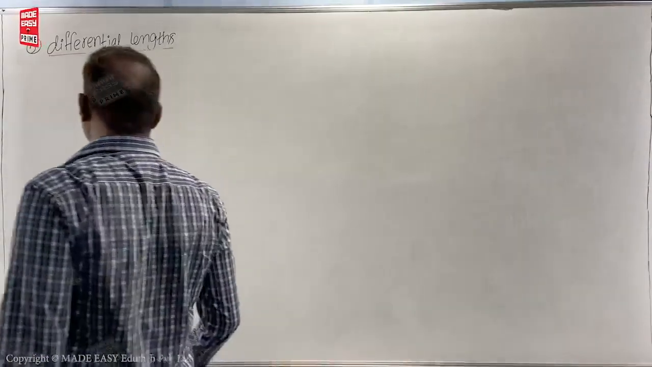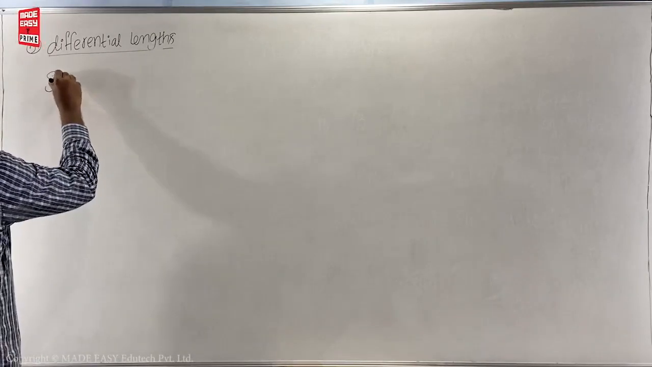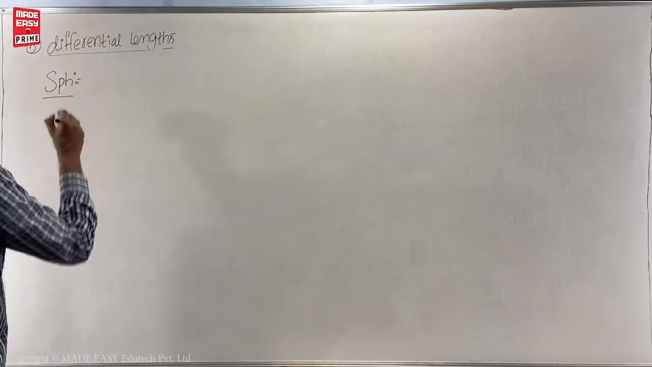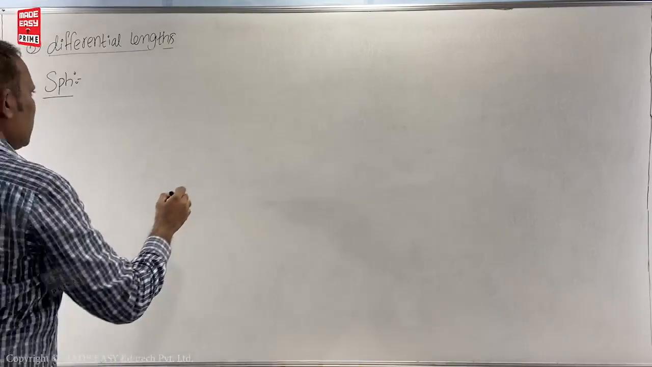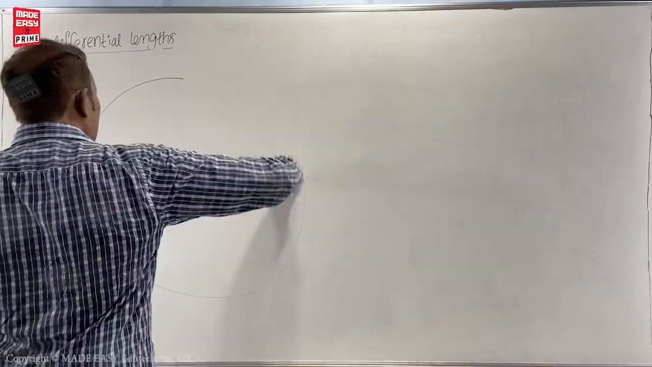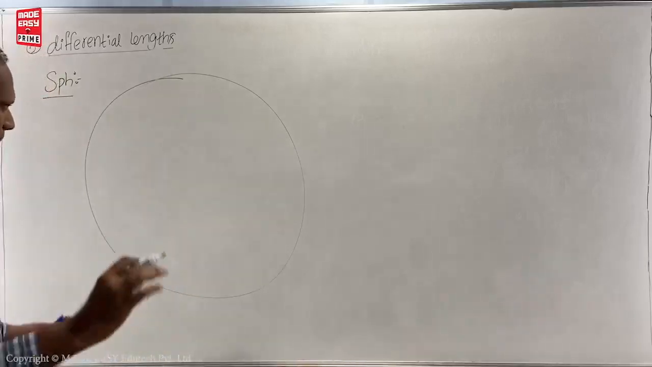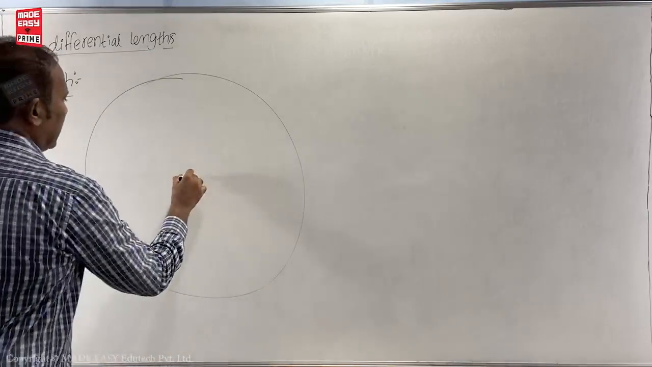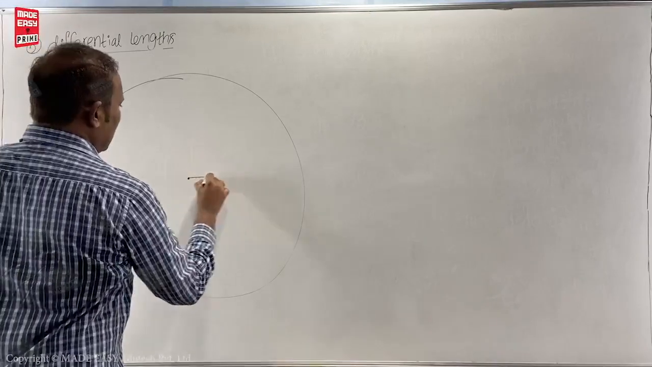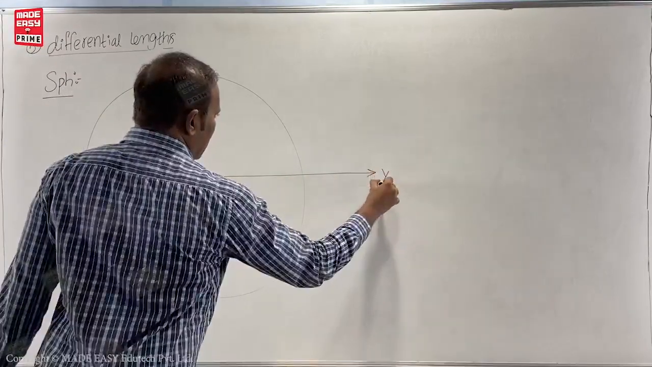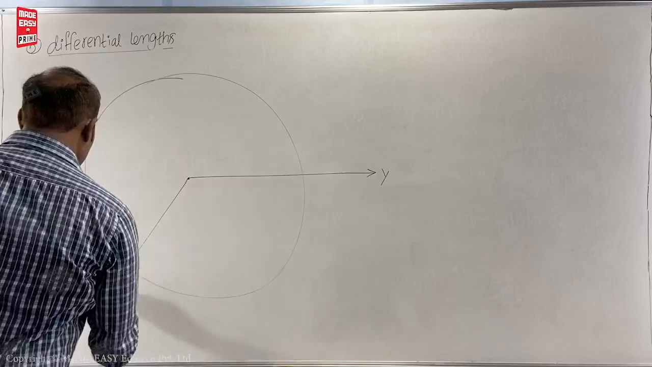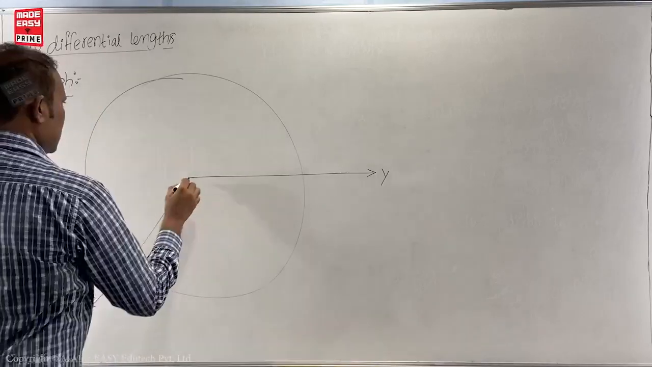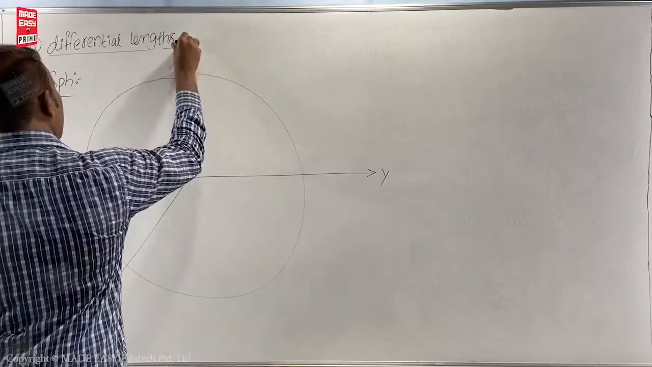So dear students, now let us discuss differential lengths in the spherical coordinate system. Which coordinate system? The spherical system. I am drawing the diagram here. You see this one; actually, this is a sphere, not a circle. This is the center of the sphere. Here this is the y-axis, this one is the x-axis, and this one is the z-axis.